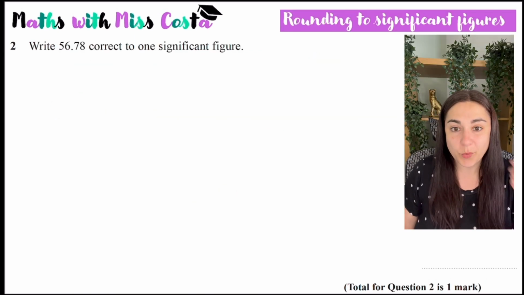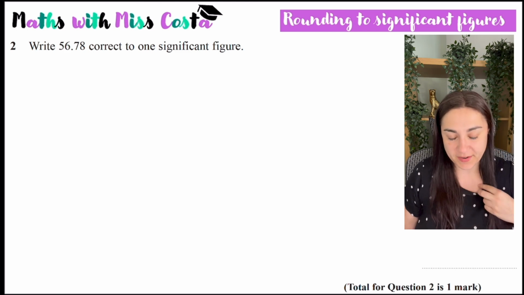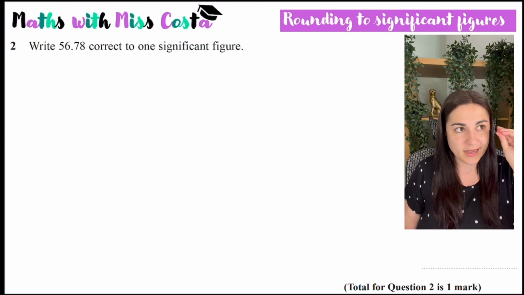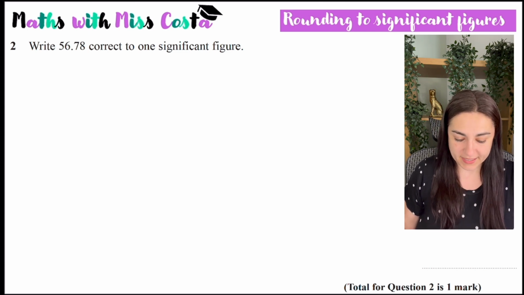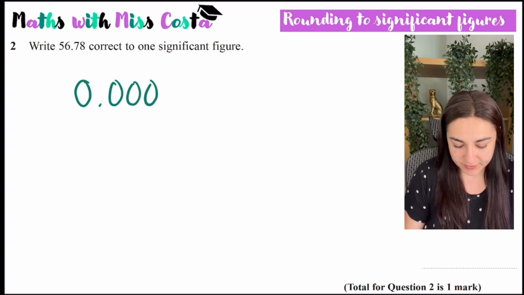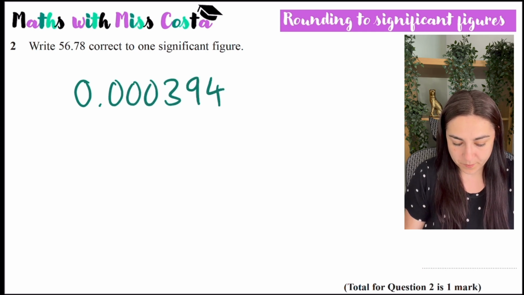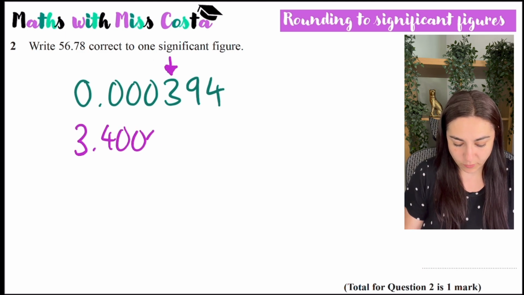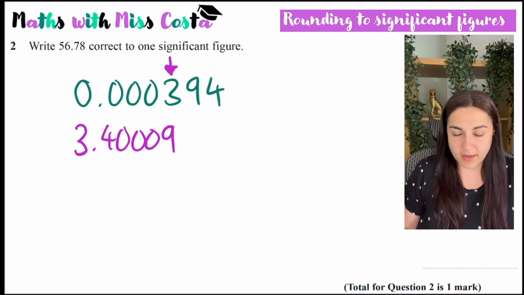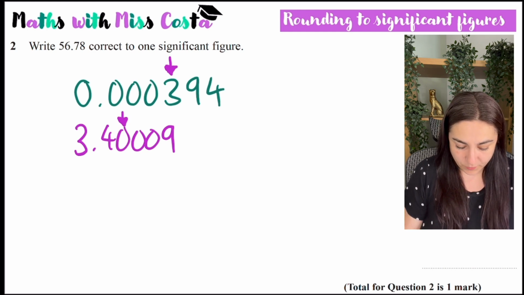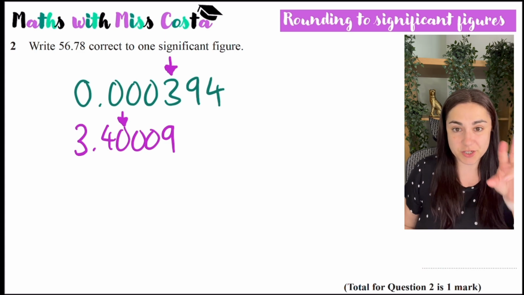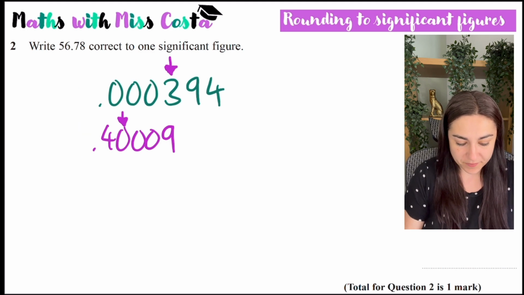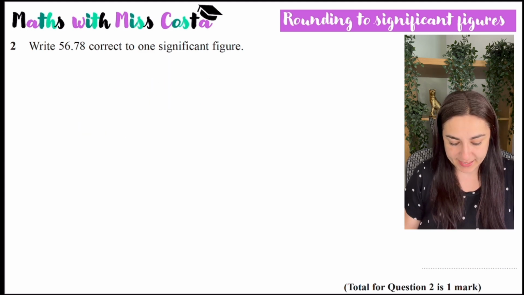Next, I am rounding to one significant figure. So a significant figure is every non-zero digit before the number begins. So for instance, 0.000394, the first significant figure would be 3. But if you had 3.40009, the third significant figure would be 0. So 0 counts as a placeholder if it's in between 2 digits. But that's not relevant to this question, just some extra knowledge there.